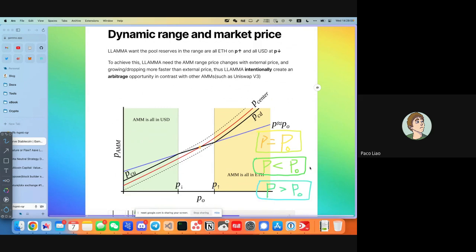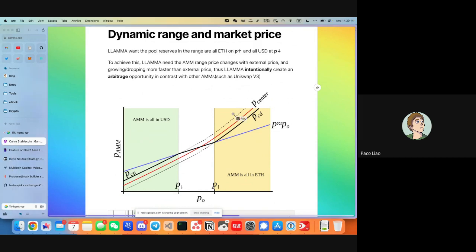So in Uniswap, arbitrageurs will buy ETH from the pool, but in Llama, arbitrageurs will sell ETH to the pool. So the pool token reserve changes differently from Uniswap. And they intentionally designed it this way to make the pool the liquidator, I think. Yeah, because swapping is liquidating users' collateral.